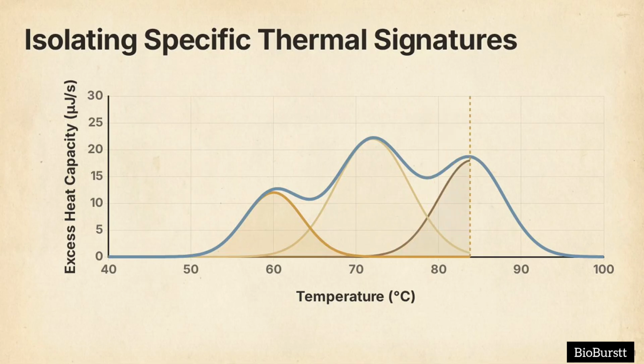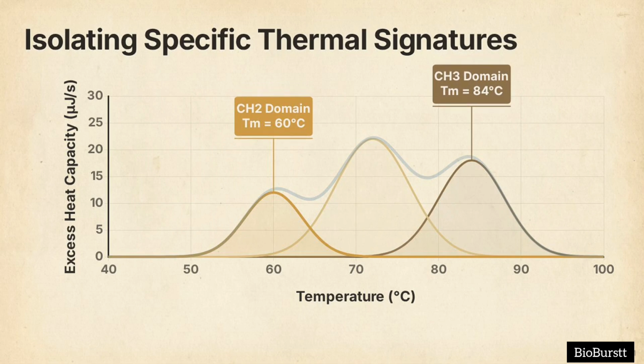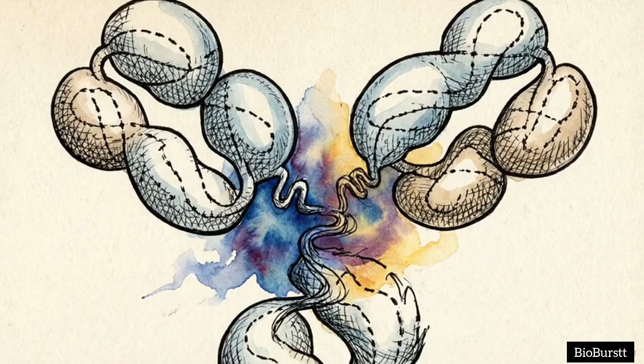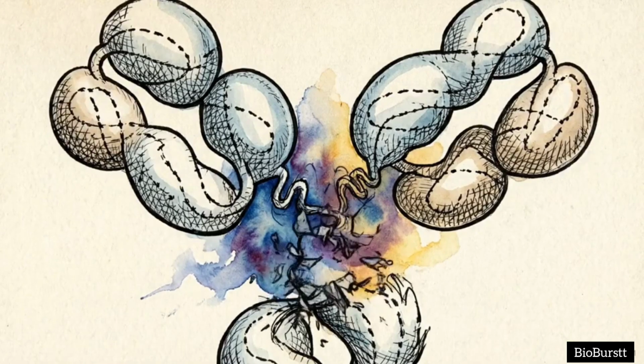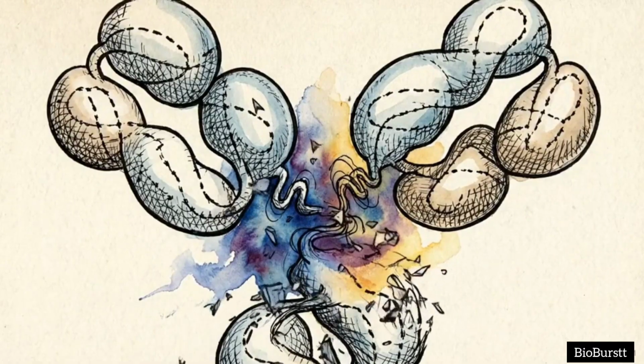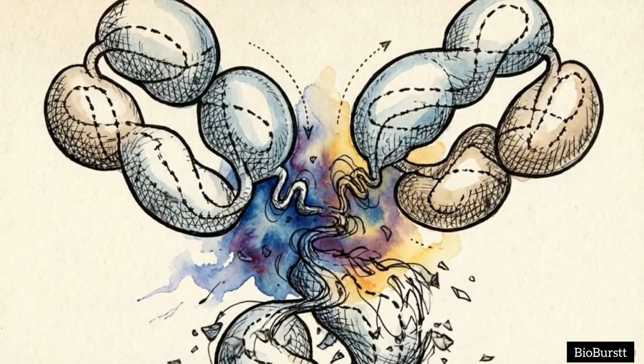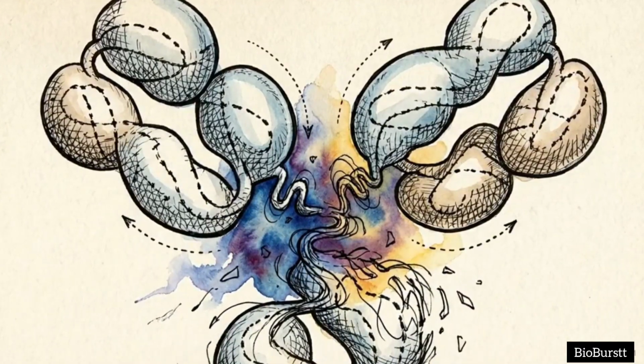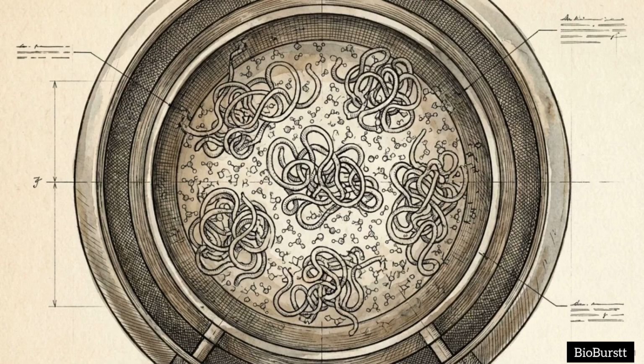To isolate the variables, engineers apply Voigt models, mathematically deconvoluting the overlapping signals into 3 distinct perfect bell curves, representing each specific domain. This mathematical separation reveals which specific structural domain will denature first, isolating the weakest thermal link within a complex therapeutic candidate. Calorimetry is subject to a severe biophysical trap.